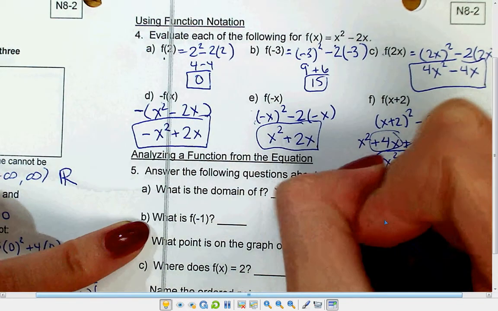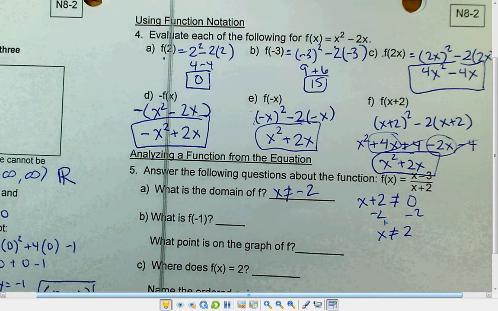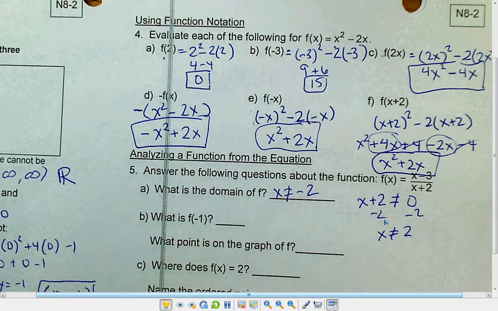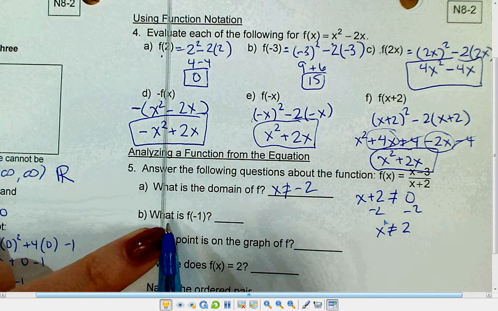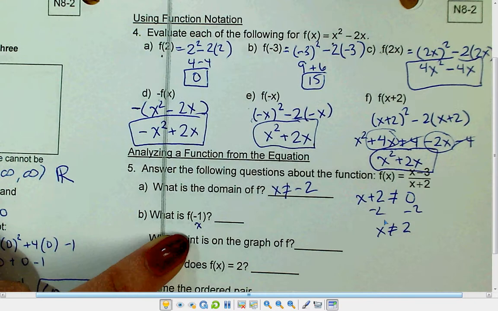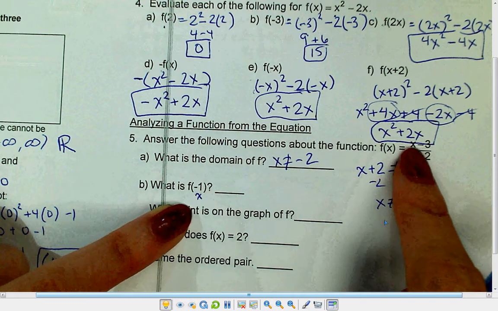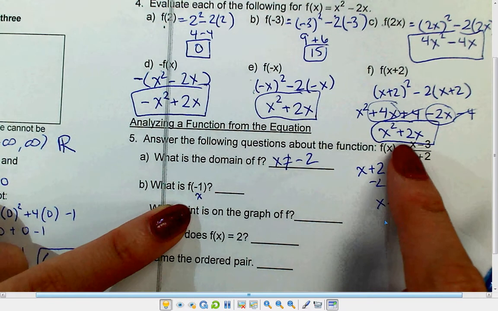And so we know that the domain is x cannot equal -2. Okay. For b, we're finding f of -1. So this is my x value. -1 is my x value, so I'm going to be plugging in -1 into these x values right here.